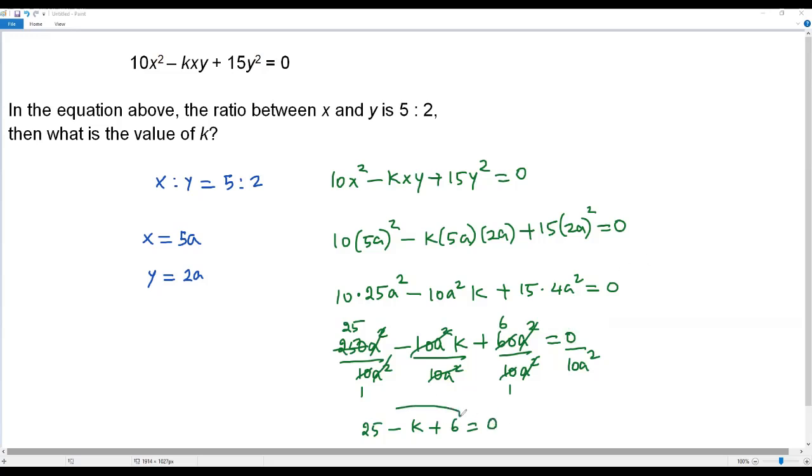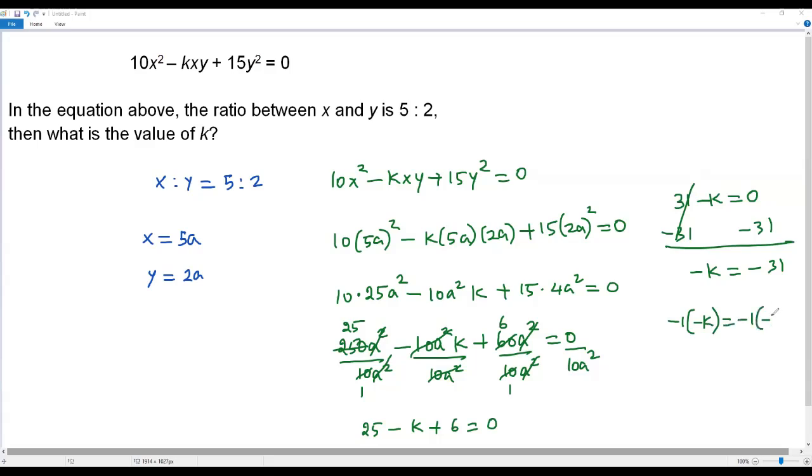Now let's simplify the expression. When I combine 25 and positive 6, I get 31 − k = 0. Now to solve for k, I have to get rid of this 31. For that, I subtract 31 from both sides. The positive 31 and negative 31 cancel out, and I get −k = −31. Since my aim is to get the value of k, I have to get rid of the negative sign in front of k. So I multiply both sides of this equation by −1.